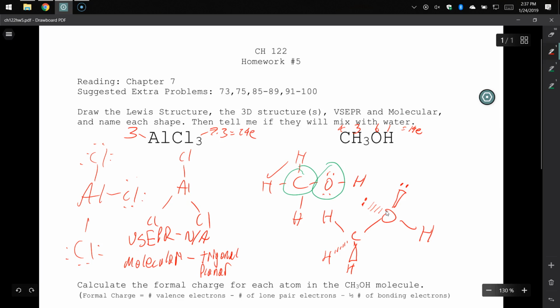I know I'm a very poor drawer, but can we tell what's going on with the oxygen? How many things are connected to the oxygen? 4. There's a carbon and a hydrogen and 2 sets of lone pairs. Those sets of lone pairs take up position just like an atom would take up position. So that oxygen is seeing 4 things around it, and so that shape is tetrahedral. So that's what we're looking at. A tetrahedral shape connected to a tetrahedral shape.